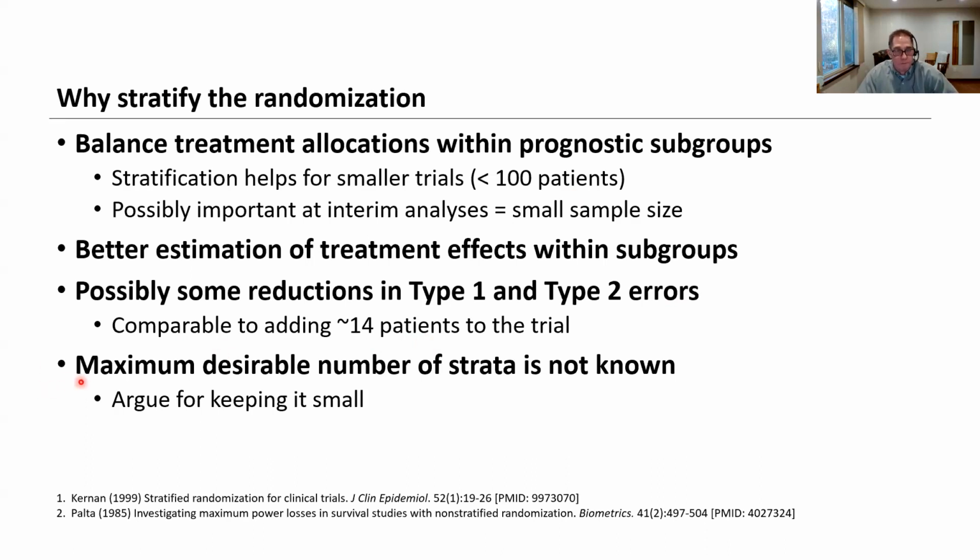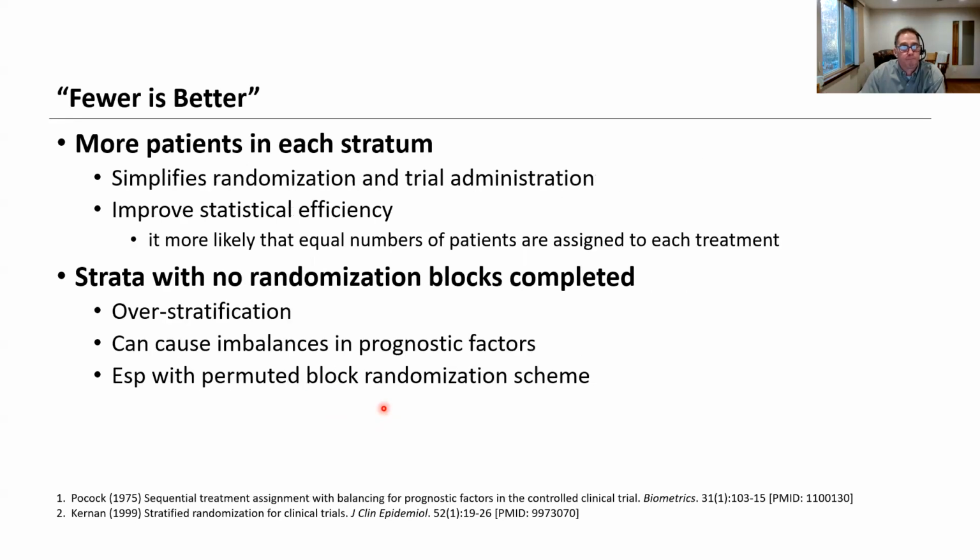Unfortunately for me, the maximum desirable number of stratification factors or levels is not known. And so the clinicians think that there's lots of prognostically significant factors to stratify on, and they want many. Unfortunately, having too many can lead to some problems. So we recommend keeping that number small, maybe around 2 to 4 at the most.